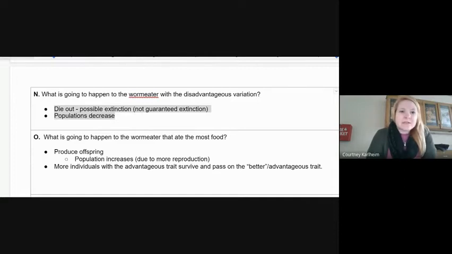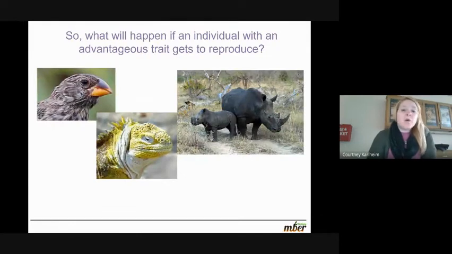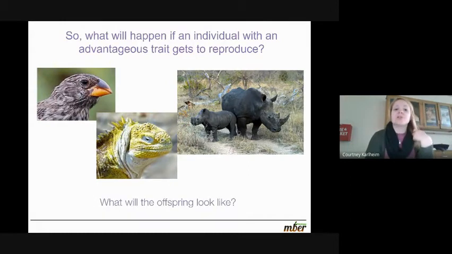All right, the next part, we talked about the flip side, the advantageous trait. What will happen if an individual with a better or the best trait for the situation gets to reproduce? What are their babies going to look like? What happens when you get the better trait? Yeah, it gets passed down, so their babies also inherit the better trait. They look like the parents. What else does it help them do? What else do they get to do that the disadvantageous doesn't get to do?